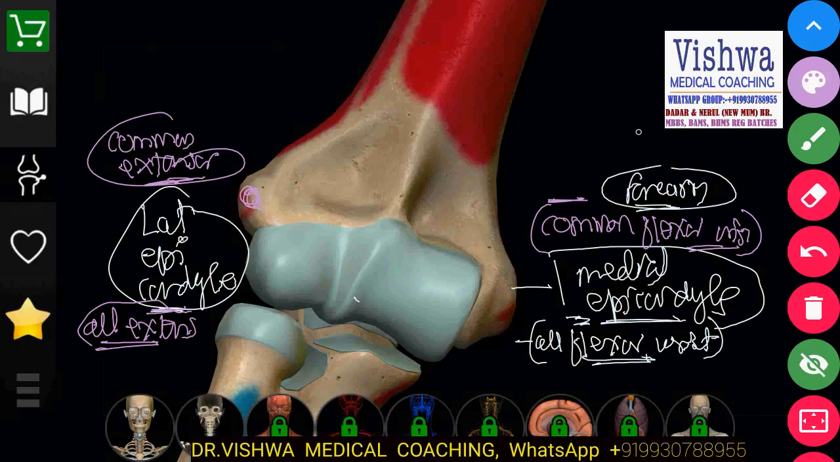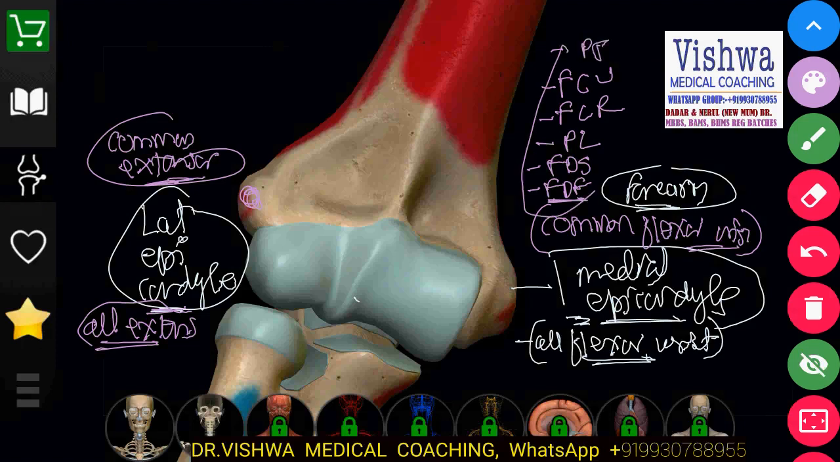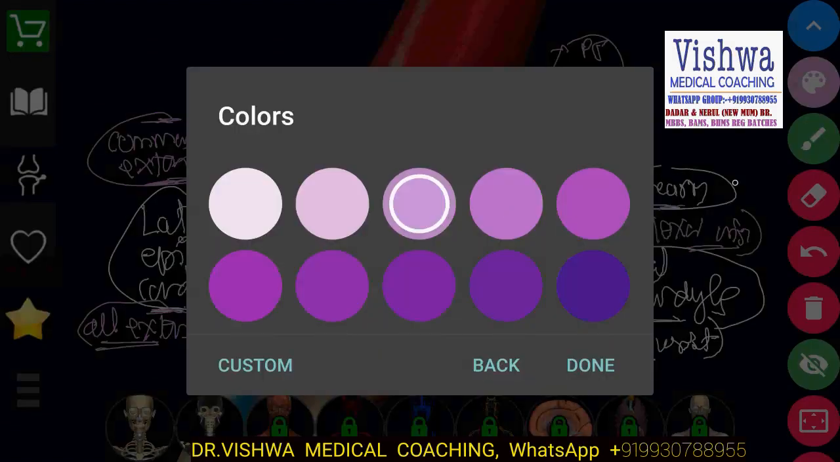There are muscles like, for example, flexor carpi ulnaris, flexor carpi radialis, palmaris longus, flexor digitorum superficialis, flexor digitorum profundus, pronator teres. All originate from the medial epicondyle. Of course, you will have to learn all those things. We have been teaching for so many years, so we know. But all those things you will have to learn by heart. There is no other option.